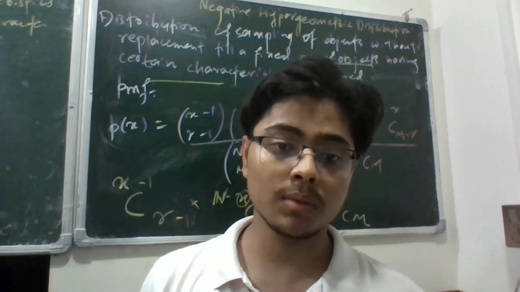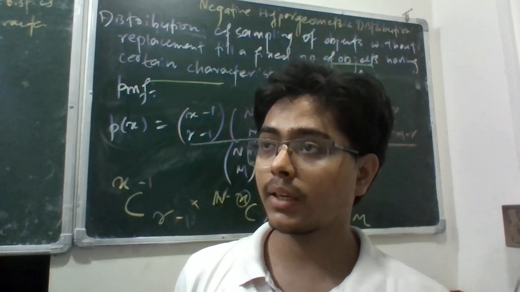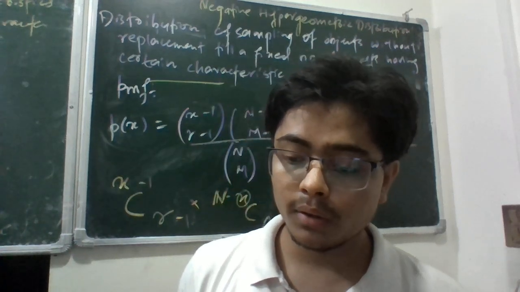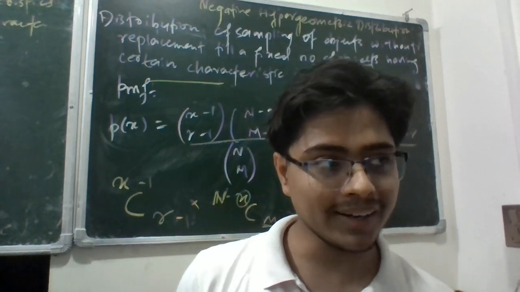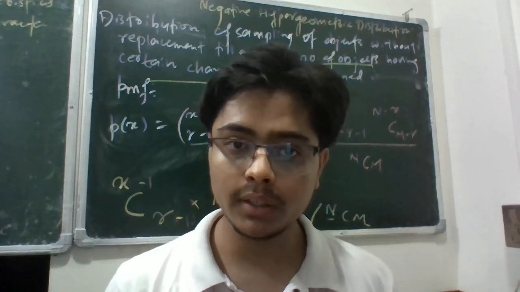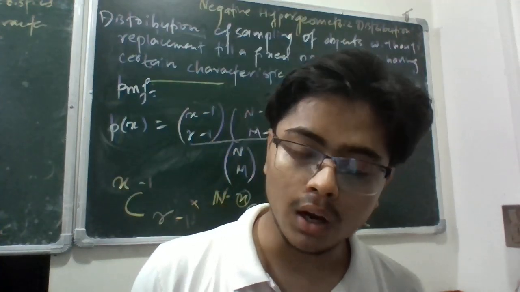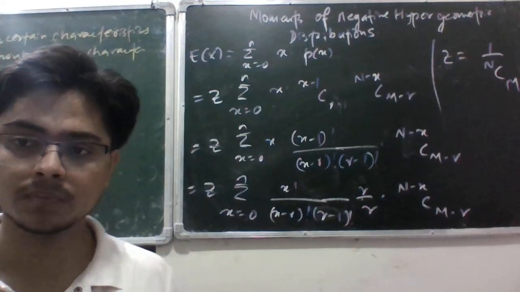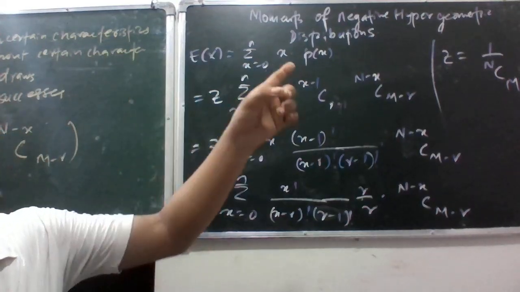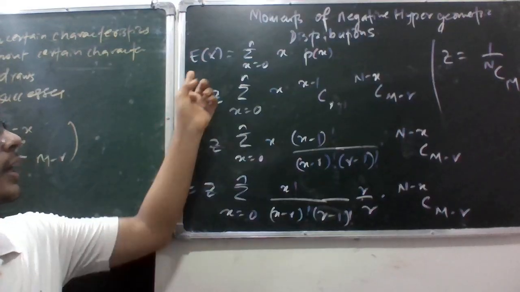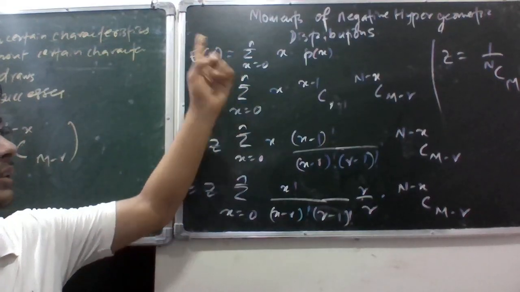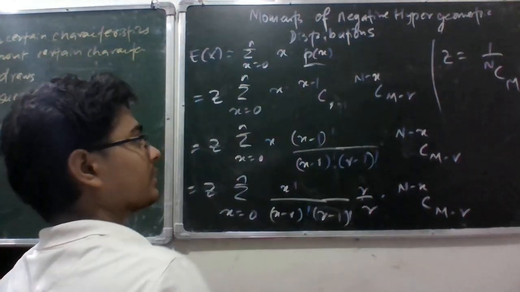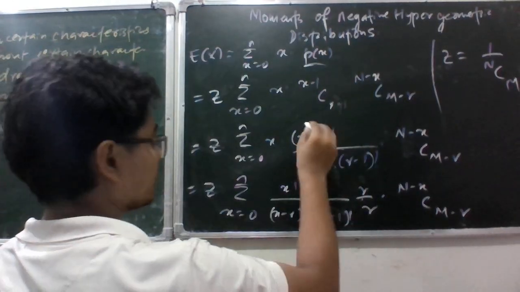So now let's talk about moments of it. Since again it doesn't involve any probability term, we don't try to find the moment generating function of it, but rather use the expectation concept to find the moments. So moments of negative hypergeometric distribution: expectation of x equals summation of x equals 0 to n of x p(x). Then I substituted the value of p(x).